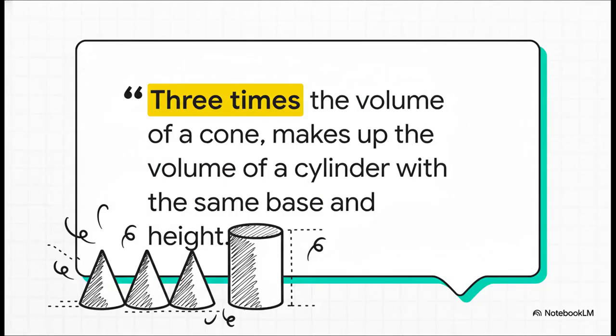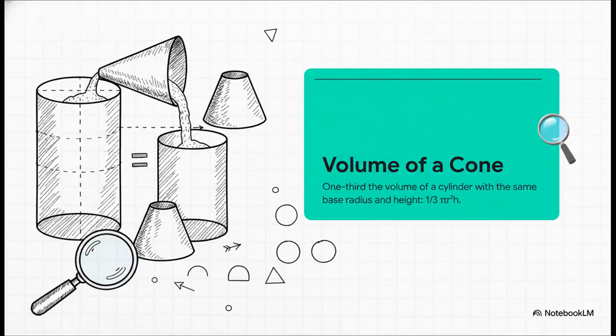Now for the volume of a cone. Oh, this has a fantastic relationship. If you have a cone and a cylinder that have the exact same base and the exact same height, a simple experiment shows something truly incredible. It takes exactly 3 full cones of sand to fill up the cylinder, which means the volume of a cone is precisely 1/3 the volume of its corresponding cylinder. It's one of the most elegant relationships in all of geometry, for sure.